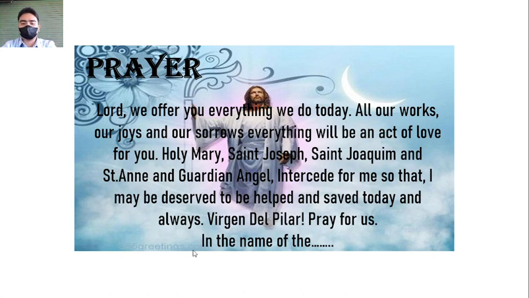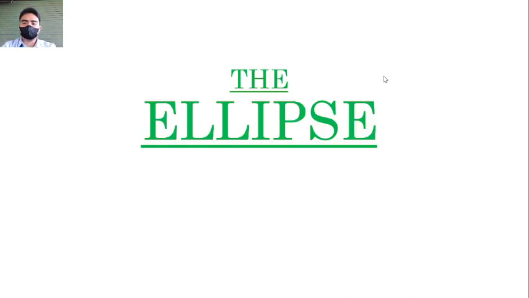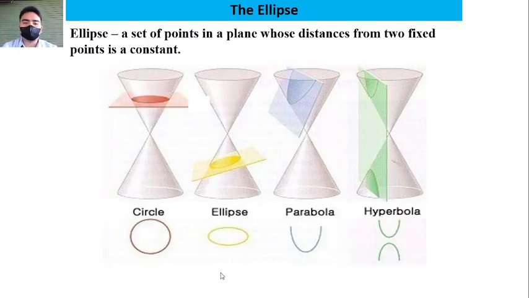So, once again, good day, grade 10. We are going to discuss a new topic, which is a part of the conic section, the ellipse. Now, some of you may know this already, but for those students who weren't able to have this lesson yet, and for those who want this recorded video as a reference, here is what an ellipse is. An ellipse is a set of points in a plane whose distance from two fixed points is a constant.